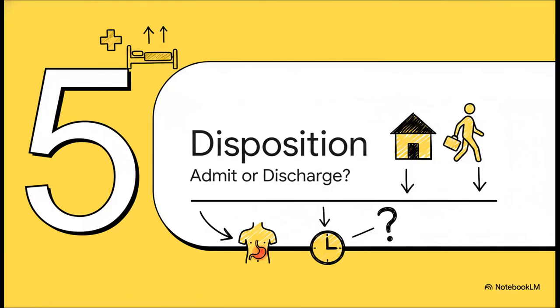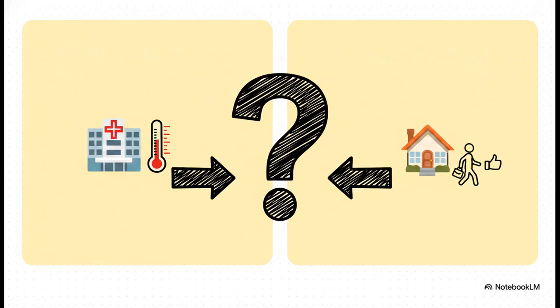And finally, Section 5, Disposition, Admit or Discharge. We've reached the end of the shift, and for those patients who don't have a glaring surgical emergency, we have to make the hard calls on patient flow. You definitely want to admit patients who are elderly, immunocompromised, have sepsis, or have persistent vomiting. And hey, true diagnostic uncertainty is also a completely valid reason for admission. Conversely, a safe discharge is totally appropriate if the patient has stable vital signs, well-controlled pain, zero peritonitis, and, this is the big one, highly reliable follow-up with clear, written return precautions.